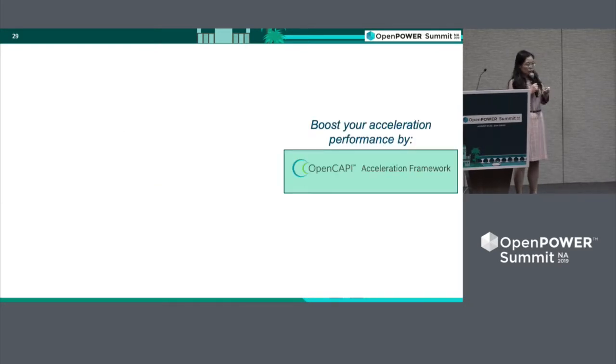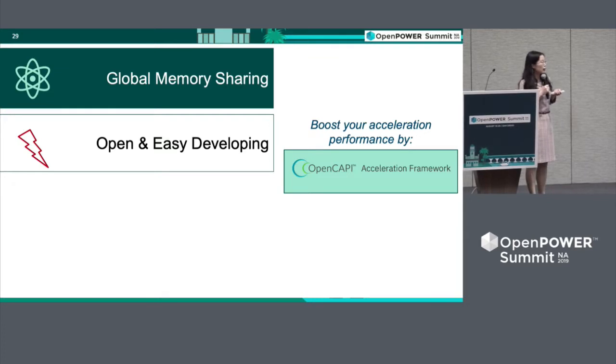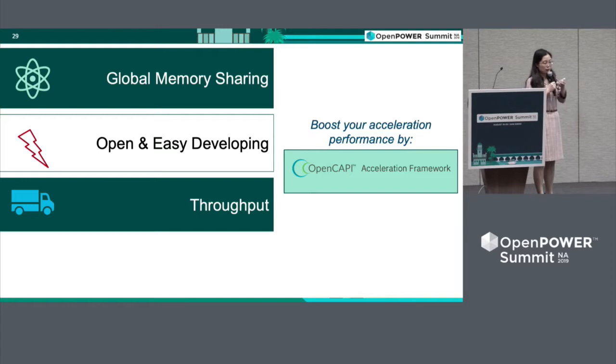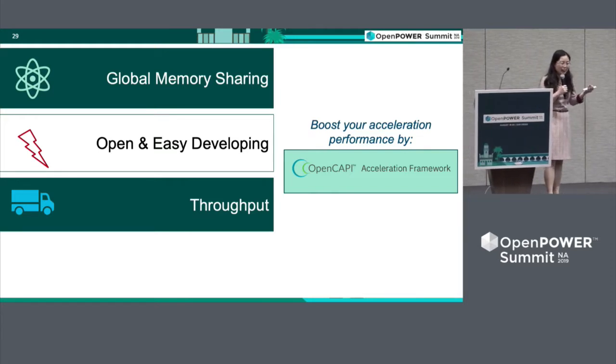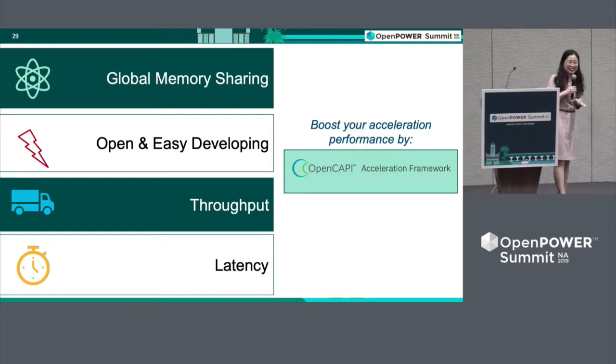Okay, so that is all for my presentation today, and you should try to fully utilize this OpenCAPI acceleration work with the global memory sharing, open and easy development, and the good throughput, because today it is the biggest throughput in the world, and the latency.